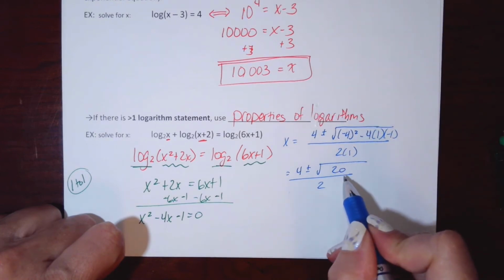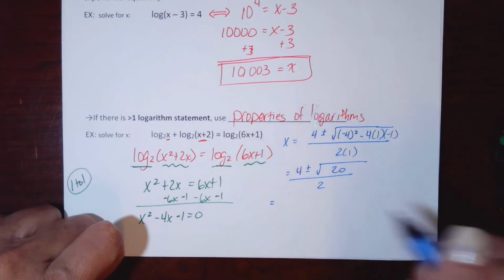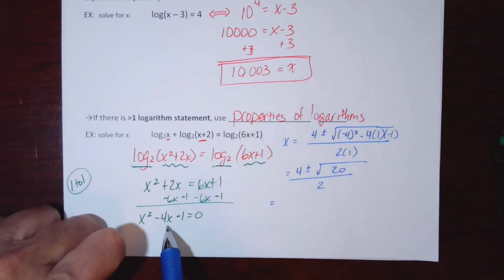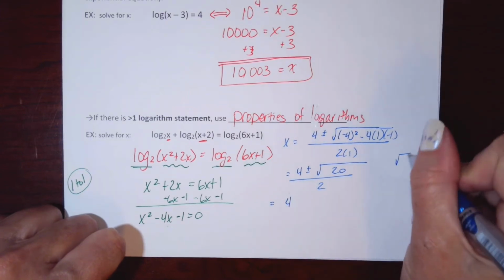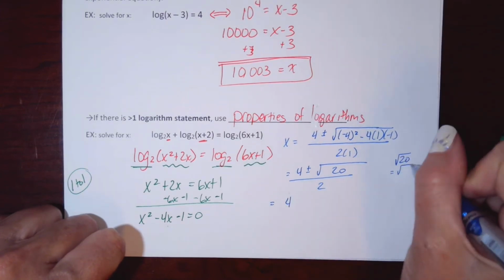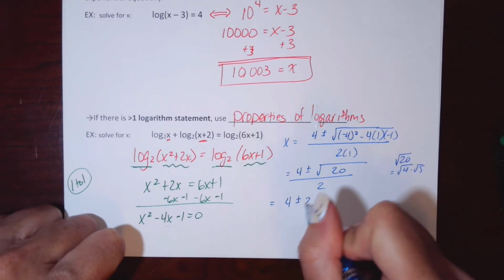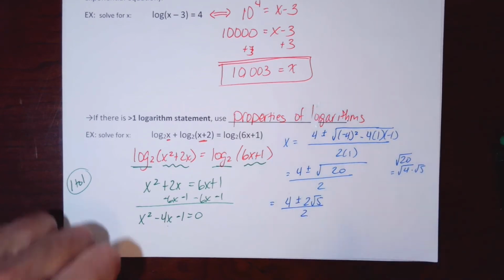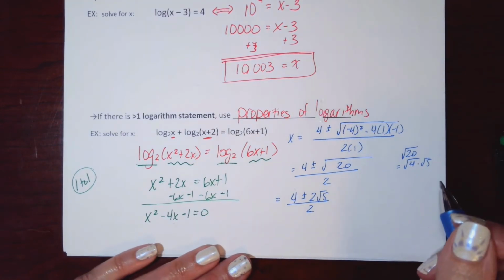The square root of 20 is not going to give me a nice rational value, but it is going to simplify. I knew it wasn't going to be rational because this was not able to be factored. So 20 is 4 times 5, so that's the same thing as the square root of 4 times the square root of 5, and the square root of 4 is 2. So plus or minus 2 square roots of 5 over 2. I need to simplify that as much as I can. I'm going to keep it exact.